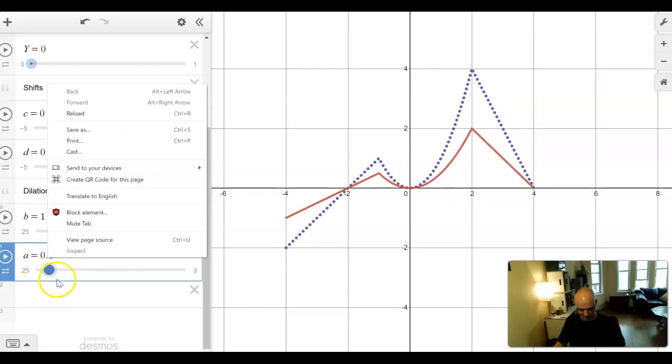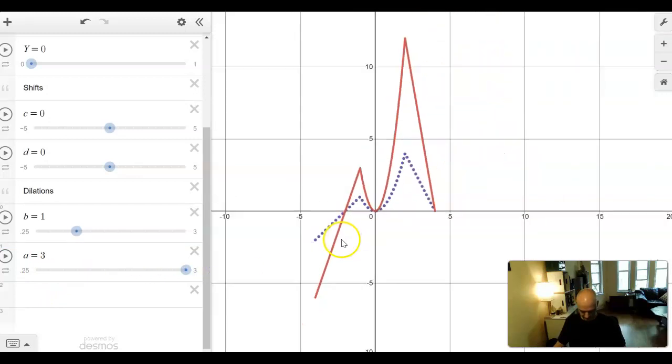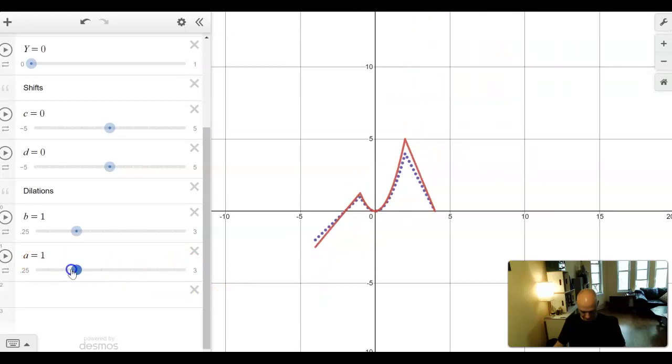You can get really small. You can get really tall. Those are the vertical compressions and stretches. And here they are in comparison to the horizontal stretches and compressions. So you can see the difference between horizontal compressing and that vertical compression.